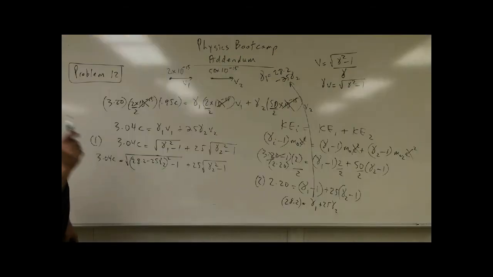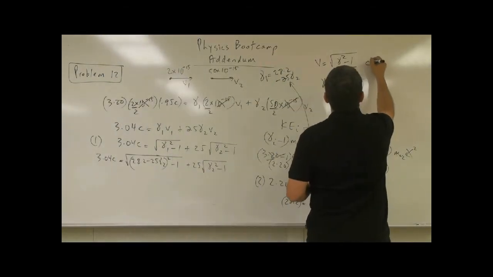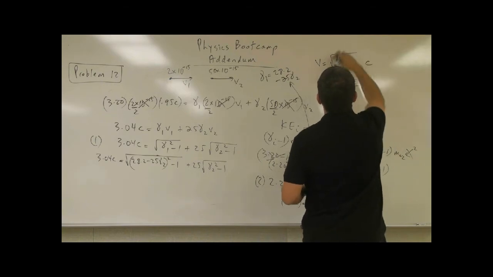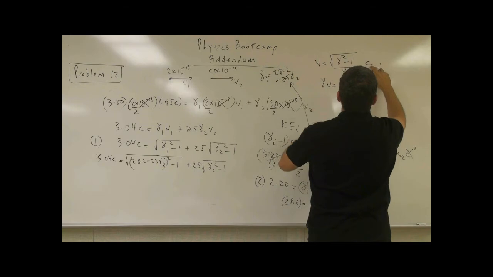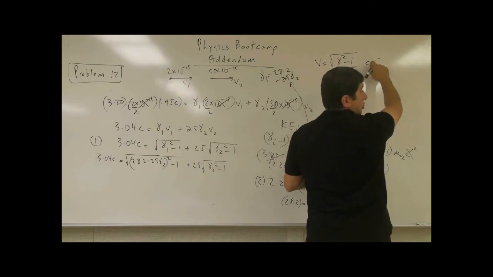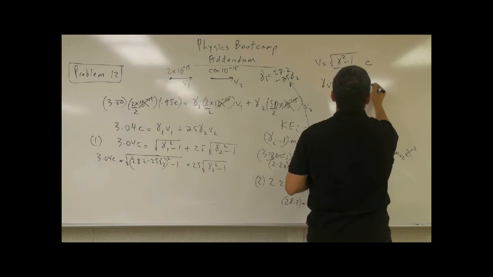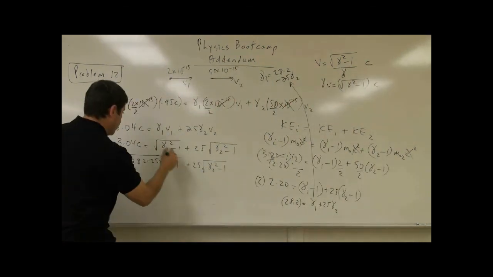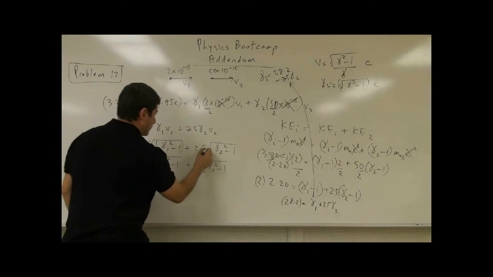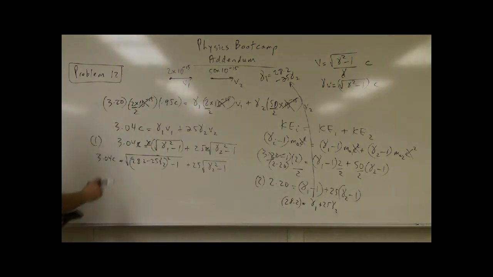Okay? Well, actually, as a matter of fact, this one I am missing a c, the speed of light c, because this is unitless. This is unitless, so this is just a number, and you need a unit. So this is in terms of c. So gamma v is equal to square root of gamma squared minus 1 times c. So I was missing the c. Well, if you put that c here, what's going to happen? The c will cancel, and you just basically have 3.04.